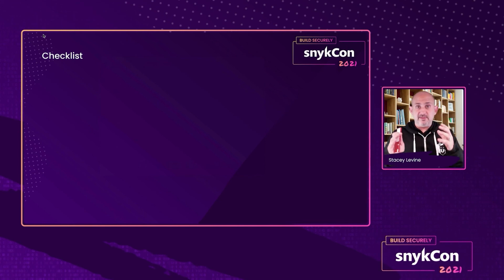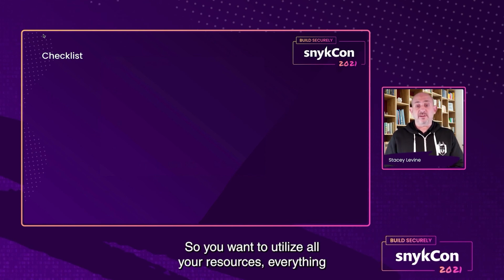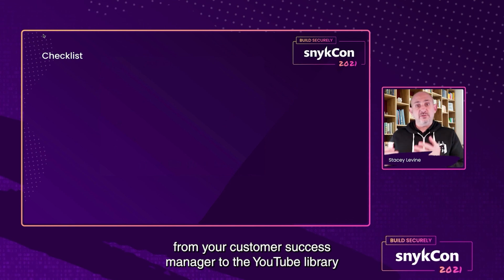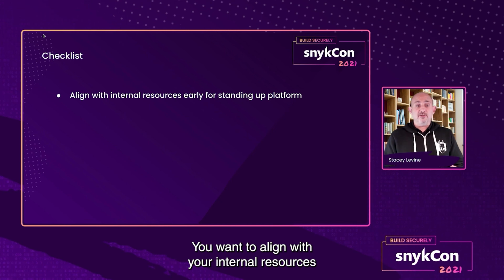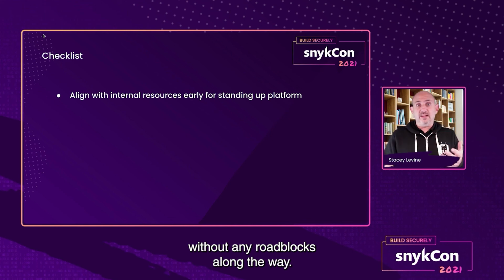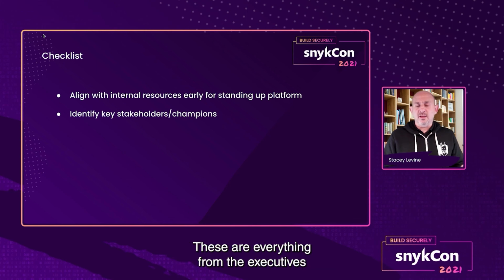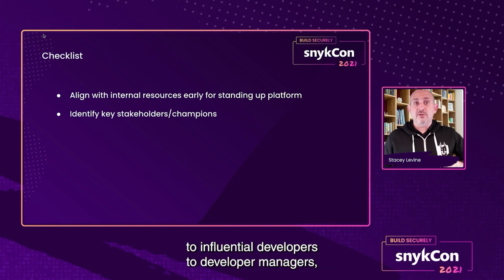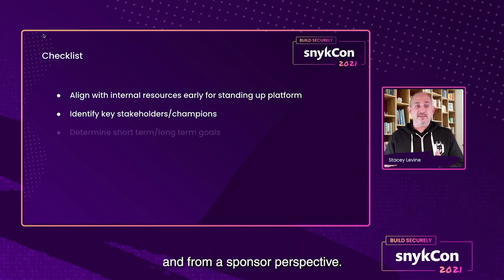Now, some things I want you to take away and keep in mind as you're rolling out Snyk. A checklist. So you want to utilize all your resources, everything from your customer success manager to the YouTube library to monthly online sessions. Right? You want to align with your internal resources to ensure that you can stand up the platform without any roadblocks along the way. You want to identify key stakeholders and champions. These are everything from the executives to influential developers to developer managers. Who's going to be key to rolling it out from an influence and from a sponsor perspective?